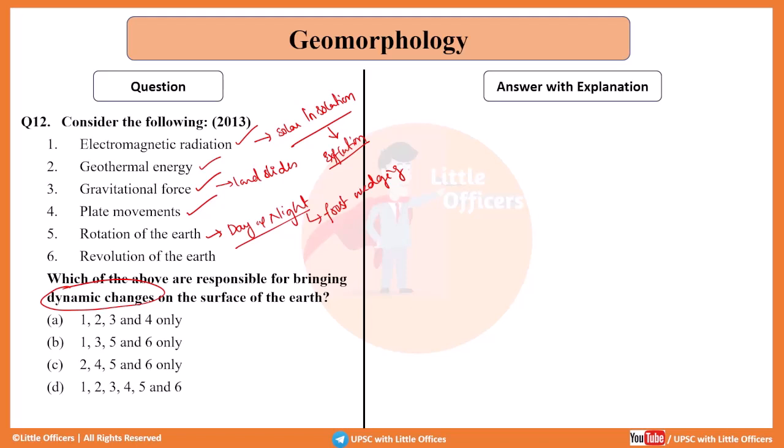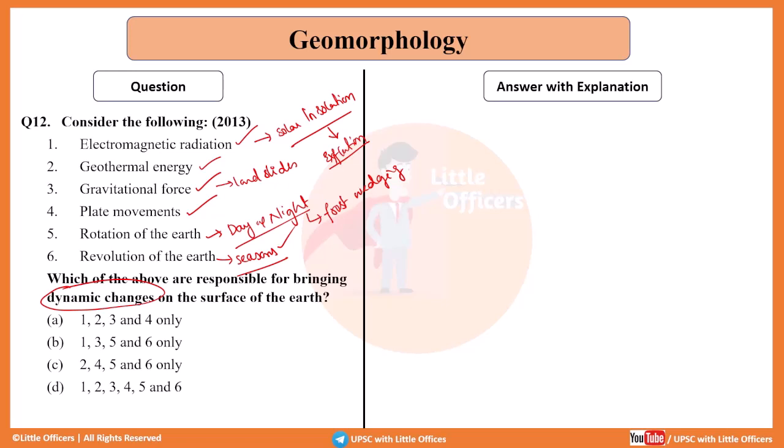Then revolution of the earth. So what happens because of the revolution? Mainly seasons come. Now, due to seasonal variations also, like let's say there is a rainfall. Because of the rainfall, it could lead to landslide, it could lead to, let's say, erosion. That is also a dynamic change. It could lead to a rill formation or a gully formation. Similarly, if there is a summer season, as I told you, it could lead to weathering. If it is a winter season, again, frost wedging could happen. So all of them could cause dynamic changes.